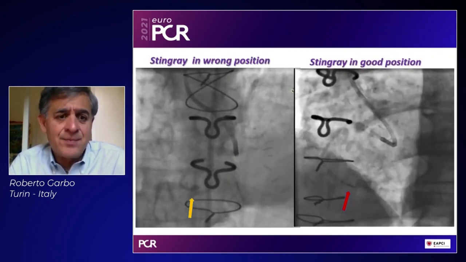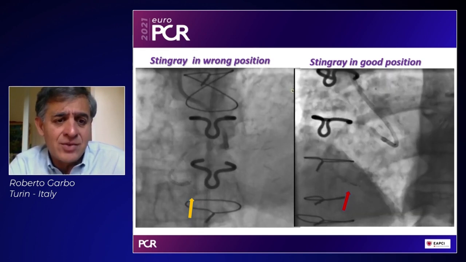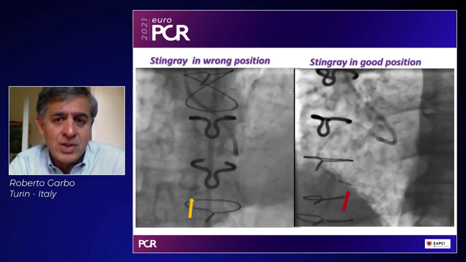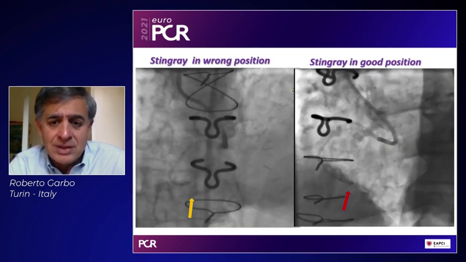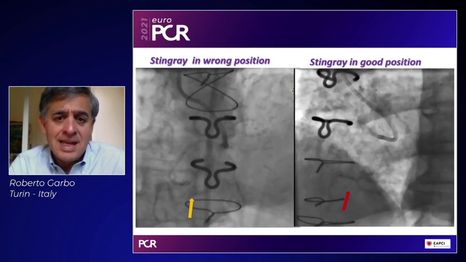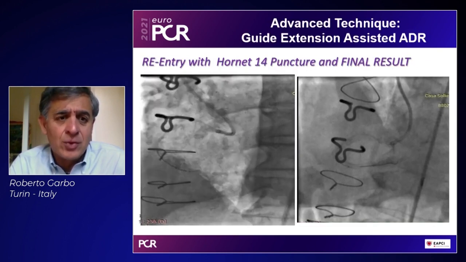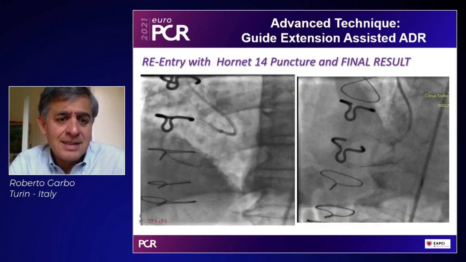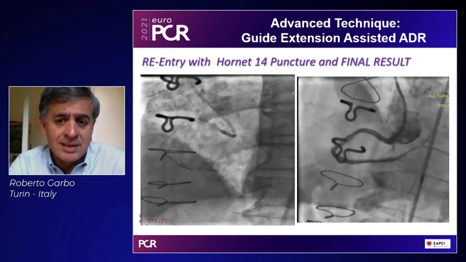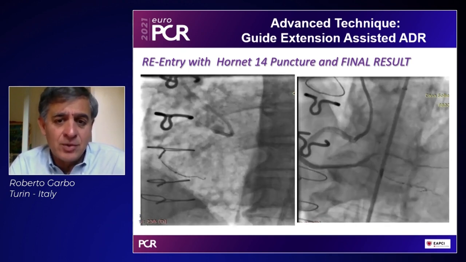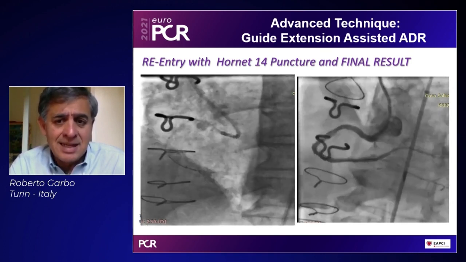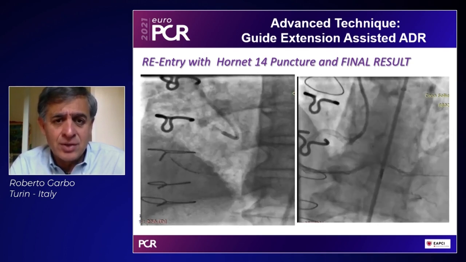Then after that, I put in the Stingray for anterograde dissection and reentry. On the left, you can see that the Stingray device is in the wrong position. On the right, with the red arrow, you can see the good position of the two markers of the Stingray. After that, the puncture with the Confianza 14 easily entered from the subintimal space to the true lumen, a sort of stick and drive in this situation. And on the right is the final result after multiple stenting, and we stopped the stent before the bifurcation.